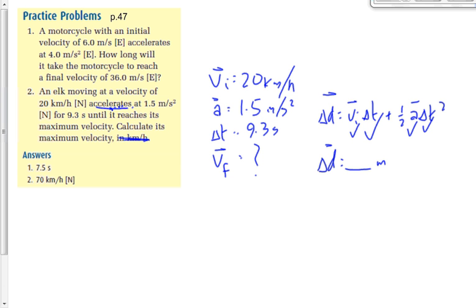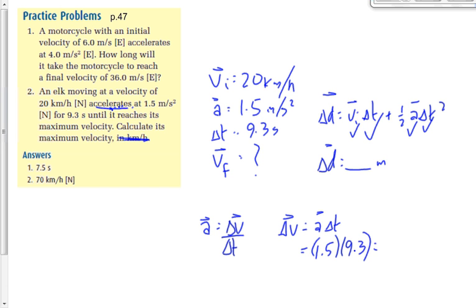Now, you could use that displacement along with another equation to find the final velocity. That would be okay. A quicker way to do it from the beginning would have been to say A is equal to delta V over delta T. Rearrange it to solve for delta V. Let's get that. A is 1.5. Delta T is 9.3. That's going to work out to be 13.95 meters per second.